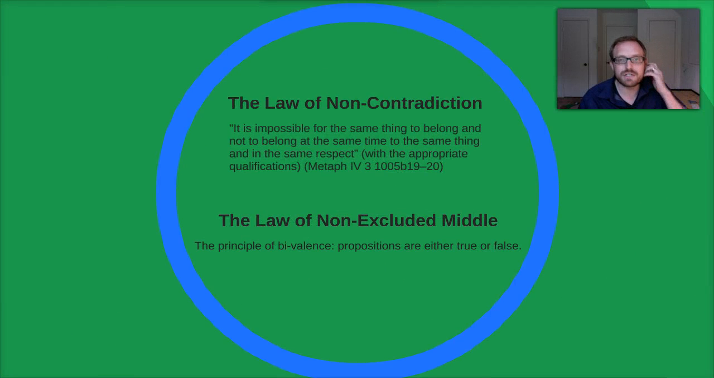So the next major things worth mentioning about Aristotle, and I've mentioned these in the class before multiple times, the first is the law of non-contradiction. I gave you an example here from the Metaphysics, book 4, where Aristotle says it is impossible for the same thing to belong and not to belong at the same time to the same thing and in the same respect, with the appropriate qualifications. Now, we won't worry about those qualifications right now.